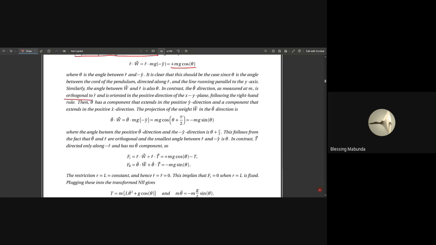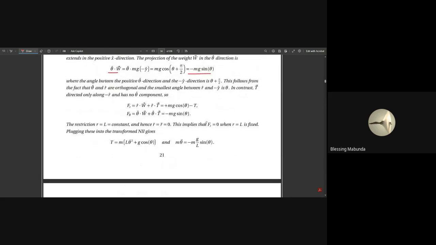And the projection of the weight in the theta direction is going to be theta hat dotted with w. That's theta hat dotted with mg minus y hat, and you end up with minus mg sine theta. The angle between the positive theta direction and the minus y hat direction is theta plus pi by 2.